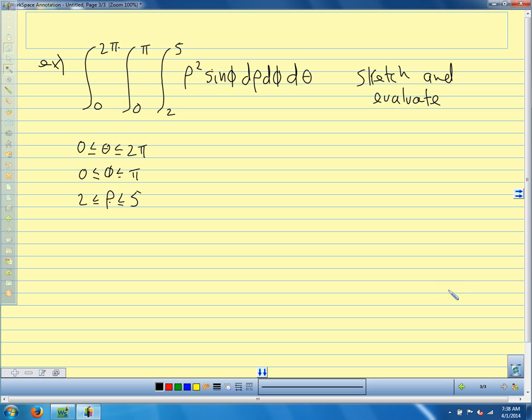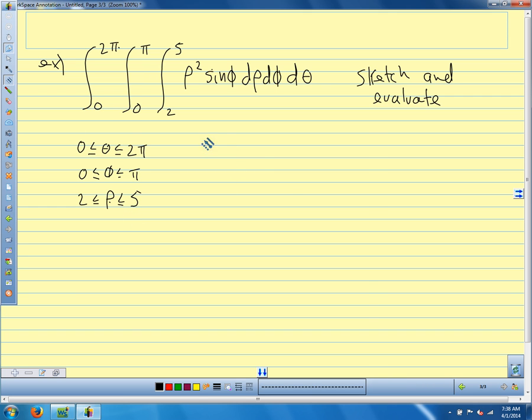So before we start sketching, anybody visualize what we are talking about here? Nobody sees it yet? A sphere with a hole in the middle. Our radius is varying from 2 to 5. Our theta is varying from 0 to 2 pi, so we're going all the way around the z-axis. Phi is varying from 0 to pi, so we're going from vertical to horizontal. And we have 2 constant radii, 2 and 5. So we have a sphere with a hole in the middle.